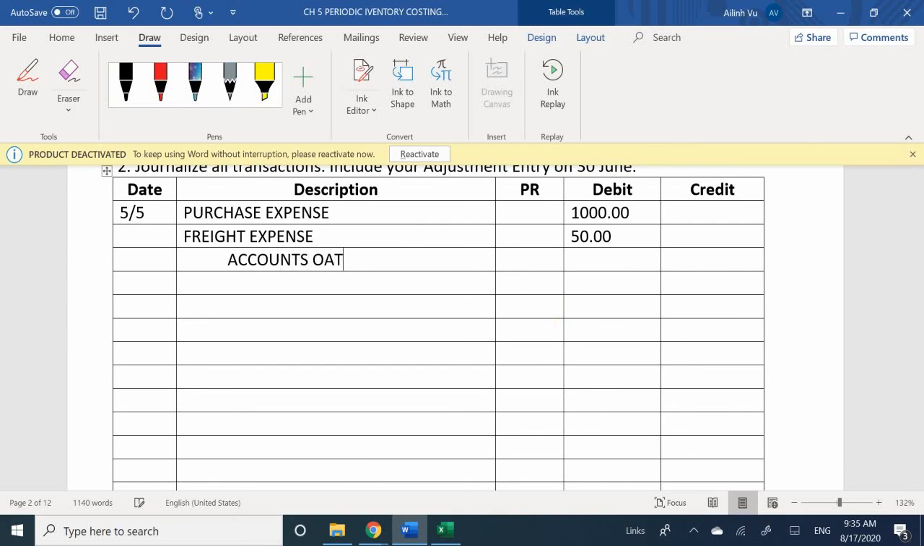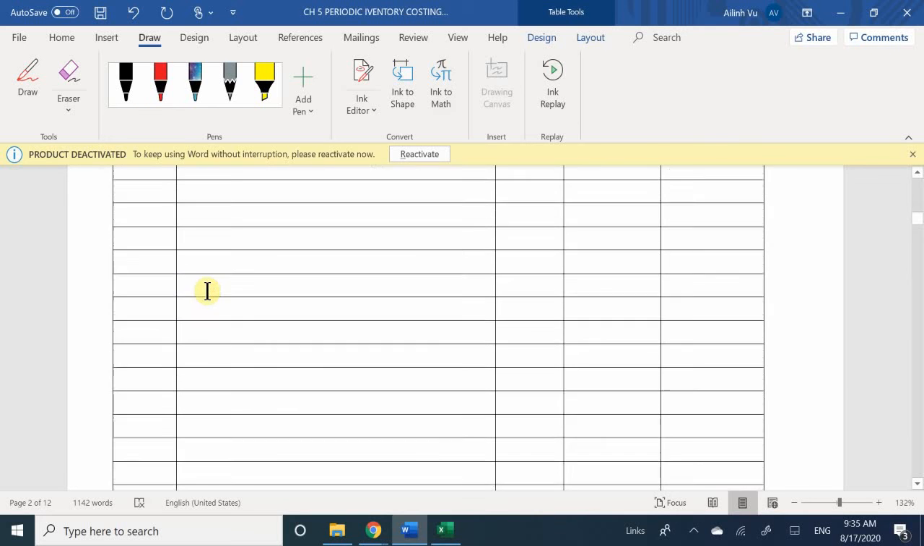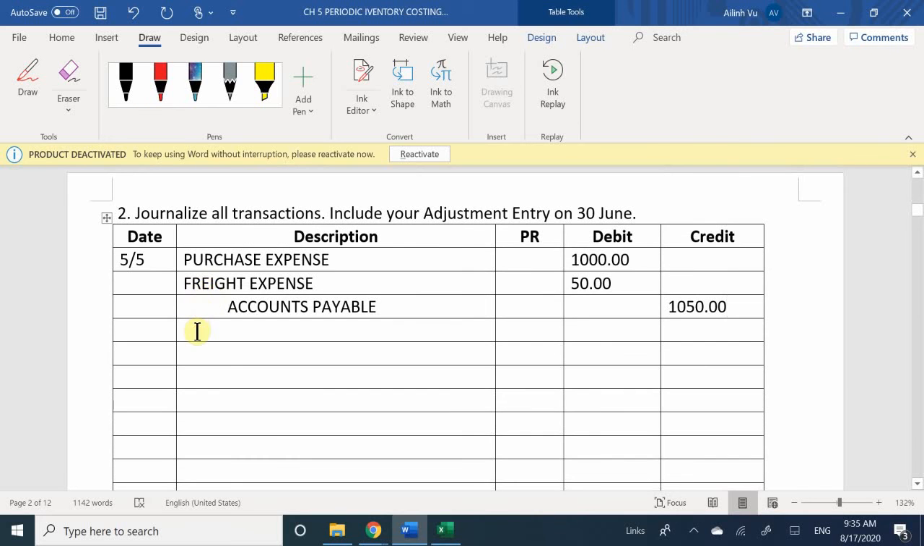Now, what type is an accounts payable? A liability. Correct. We're owing money. Okay, it's for $1,050. Now, I don't know if I have space to enter a description here, but I'm going to go ahead and write purchase.